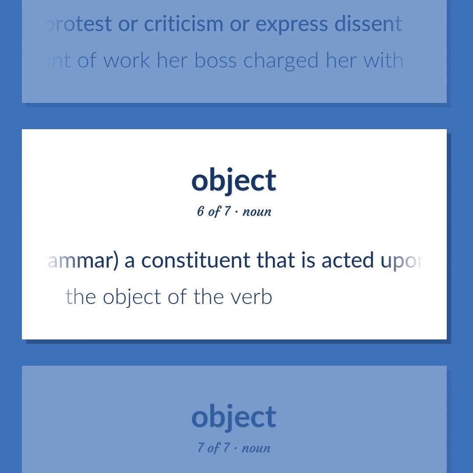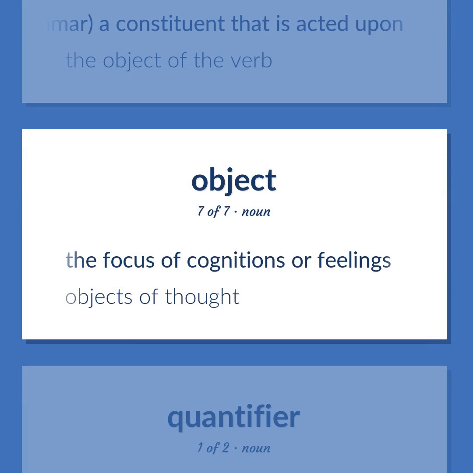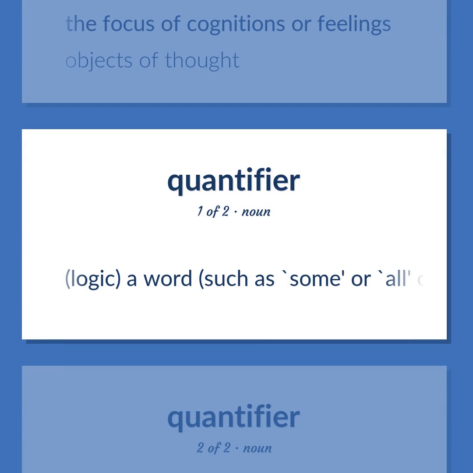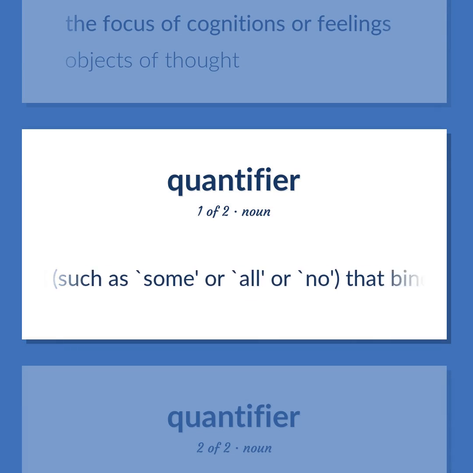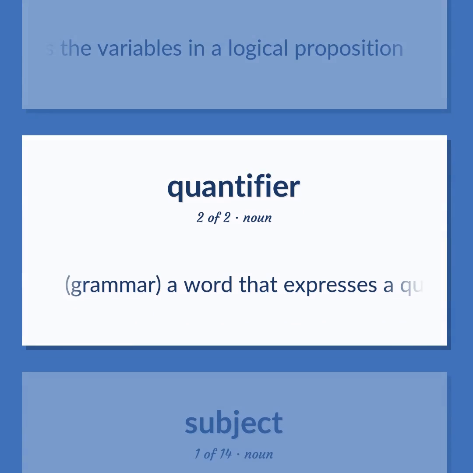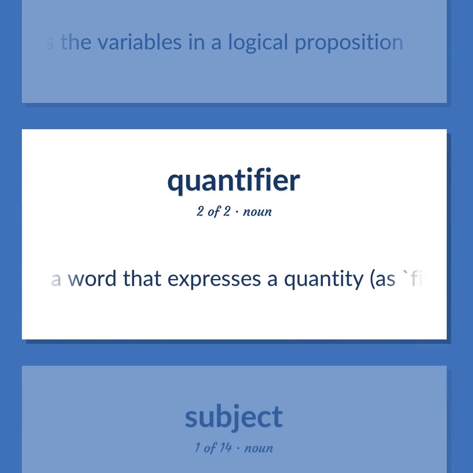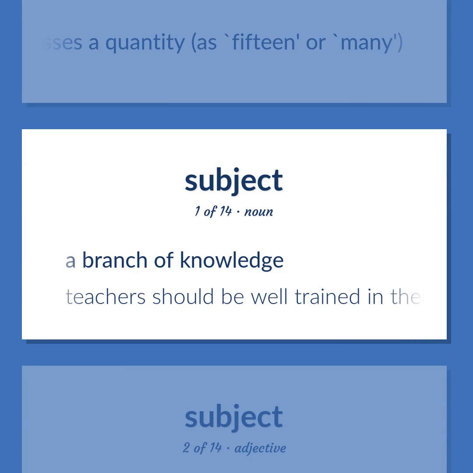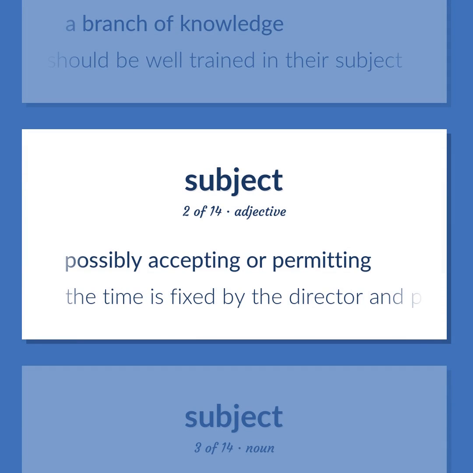Grammar, a constituent that is acted upon. The object of the verb. The focus of cognitions or feelings. Objects of thought. Logic. A word, such as some, or all, or no, that binds the variables in a logical proposition. Grammar. A word that expresses a quantity, as 15, or many. A branch of knowledge. Teachers should be well trained in their subject. Possibly accepting or permitting. The time is fixed by the director and players and therefore subject to much variation.